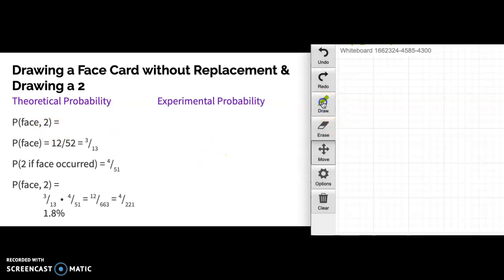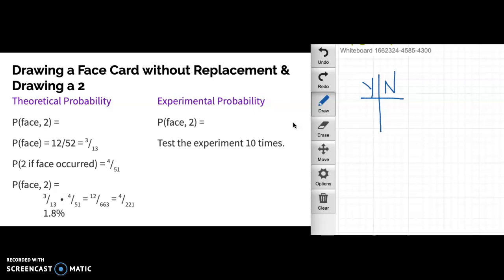So for our experimental probability, again, you may want to set up that t-chart of just yes versus no. We again want to find the probability of drawing a face card and then not replacing it and drawing a 2. So you're going to test this experiment 10 times and record if you were successful or not successful. To be successful, that means that you have your deck of cards, you draw one card. If it is a face card, you leave it out and then draw another one. And if that is a 2, that is successful.